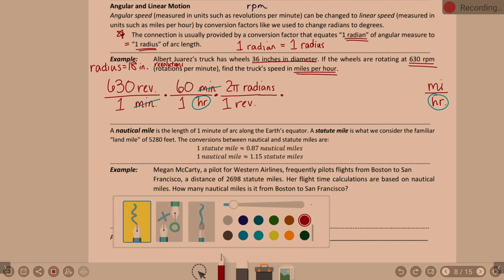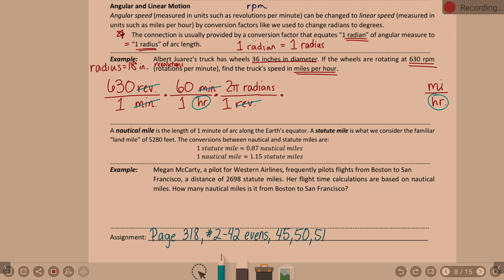Okay, that's a new one, right? But revolutions cancel. If I stop right now, I'm on radians per hour. Now, radians per hour. 1 radian is equal to 1 radius, and the radius is equal to 18 inches.